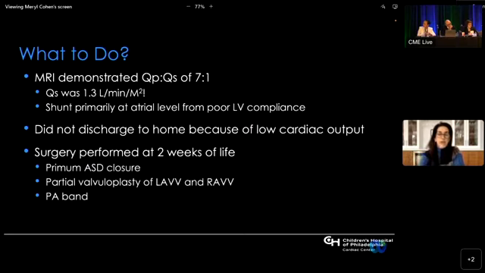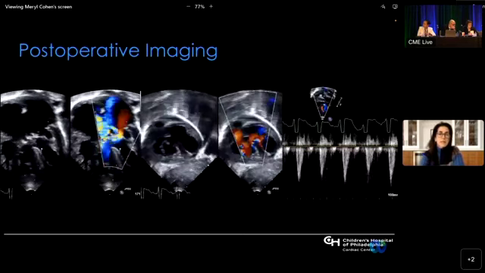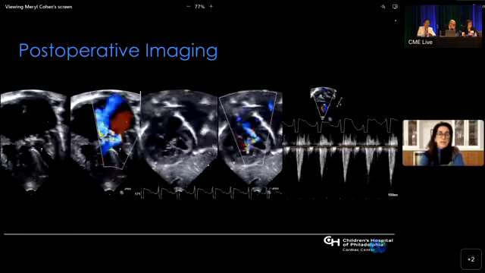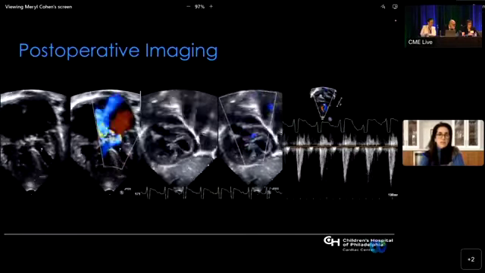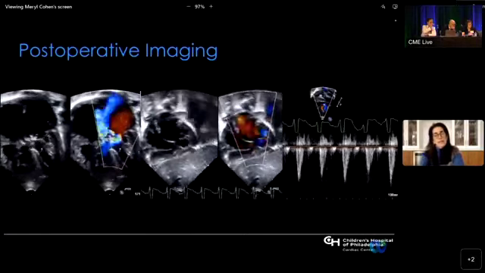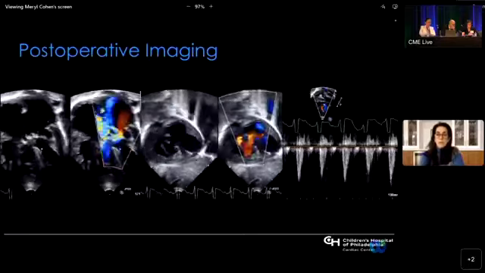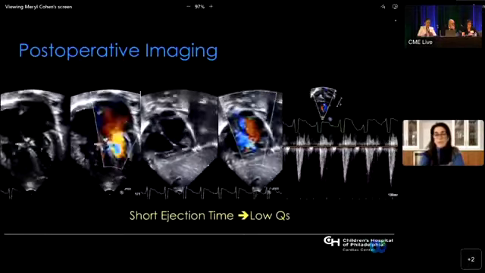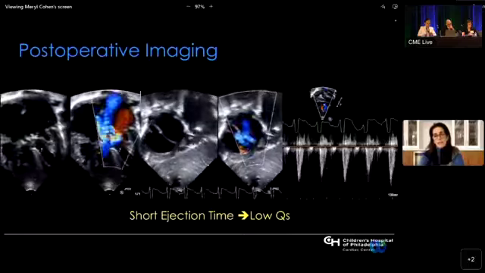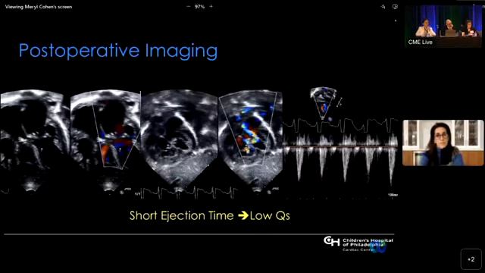We did partial valvuloplasties of the left and right AV valve and a pulmonary artery band. But you can see that there was still significant AV valve regurgitation after the surgery. And even though the left ventricular outflow tract did not have a gradient across it, you can see on the pulse Doppler that there was a very short ejection time and the cardiac index was low. And this patient did not survive, unfortunately.